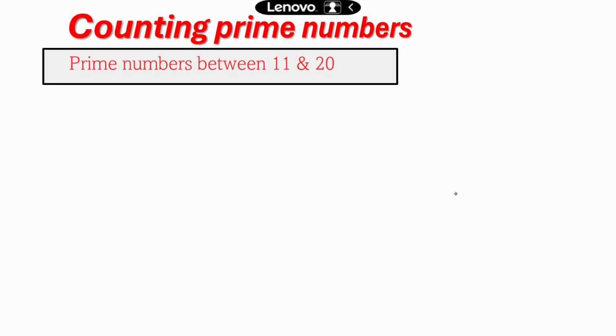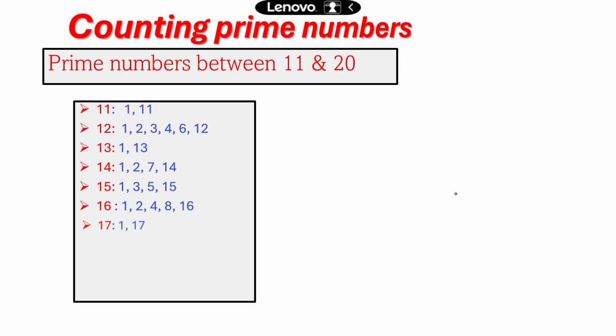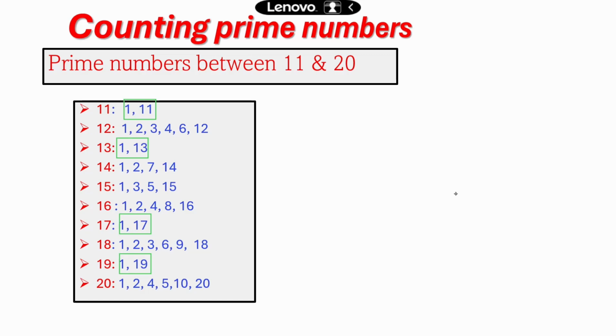Next we continue with prime numbers between 11 and 20. So we take all the factors and then we see which numbers have only two factors. So 11, 13, 17 and 19. So again between 11 and 20 we have 4 prime numbers.